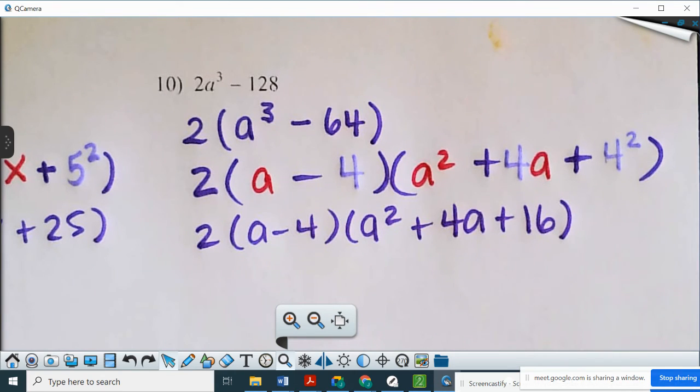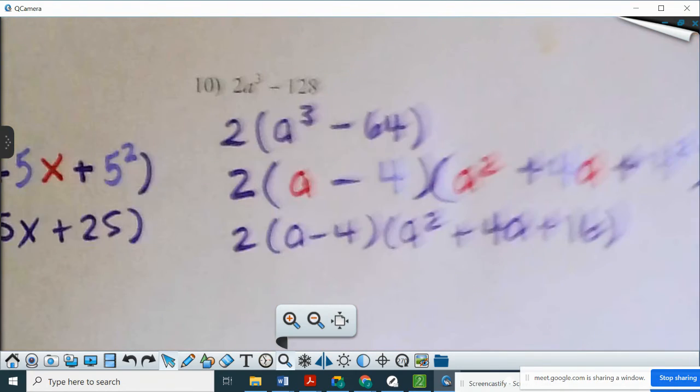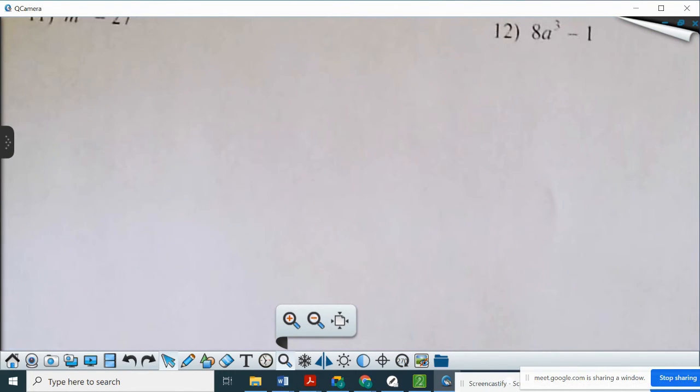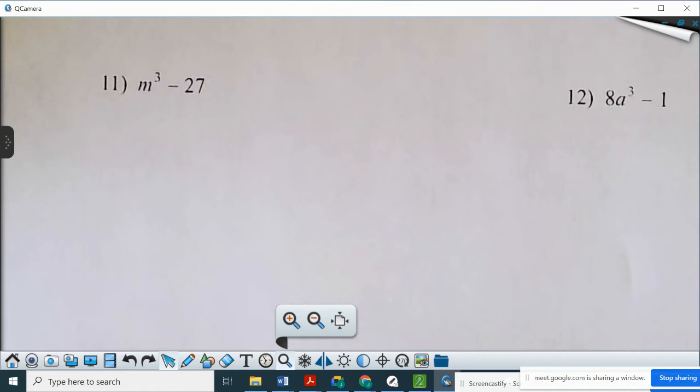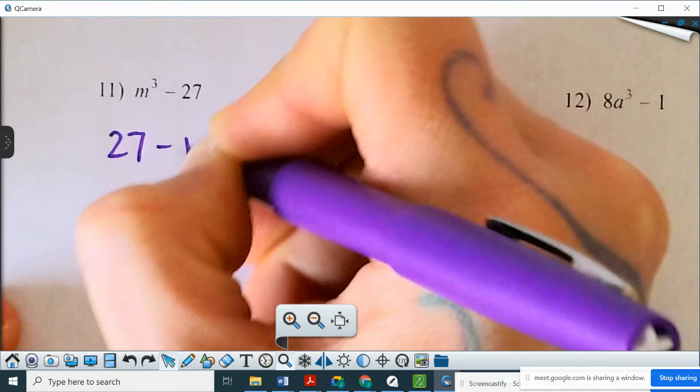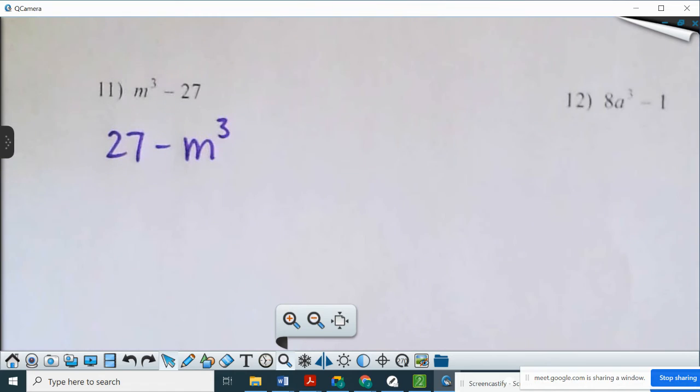And I absolutely lied to you. I didn't print one where the a was negative because I'm not going to do that to you. I will show you next week if you want, or we can flip it. I don't know what would happen if I flipped it. We'll flip it and try. So 27 minus m cubed is what we'll do this one.